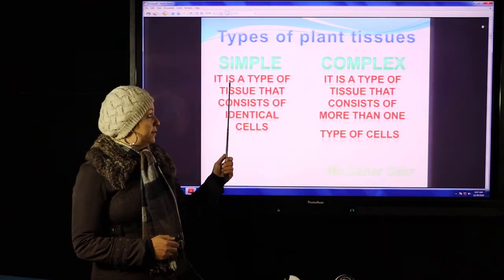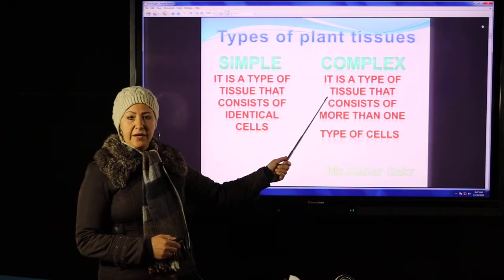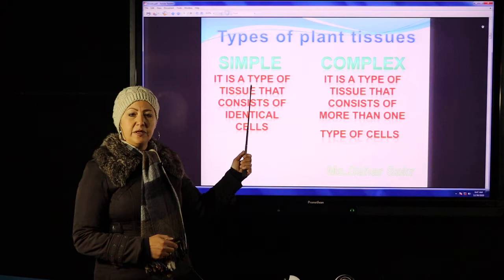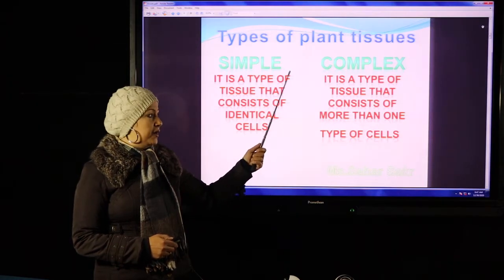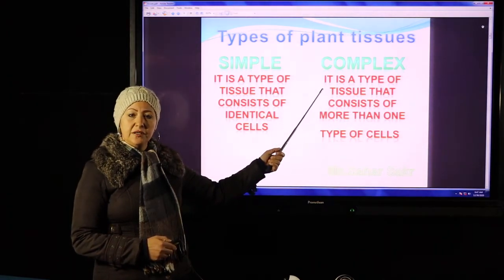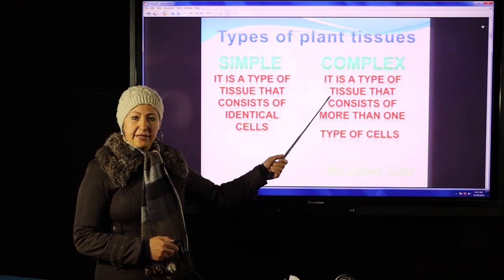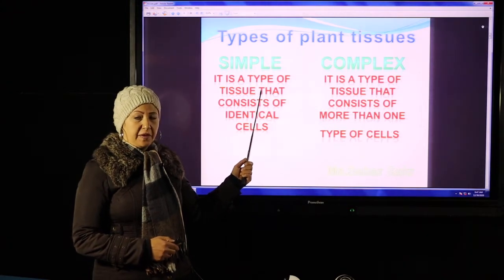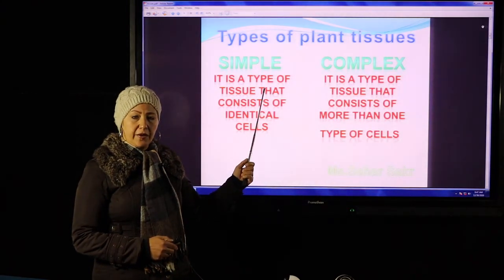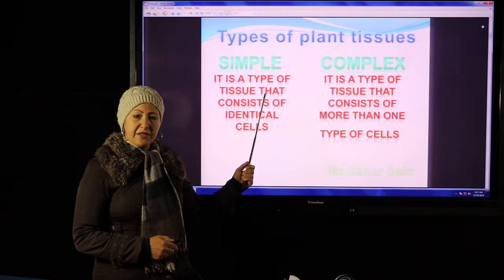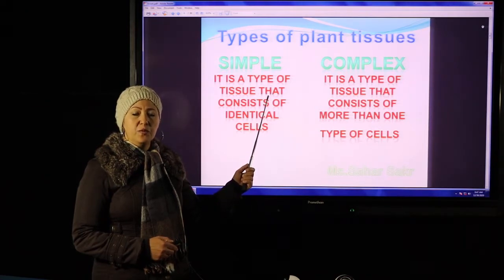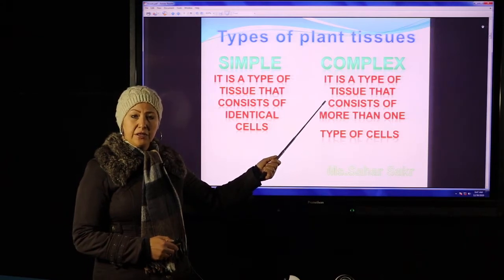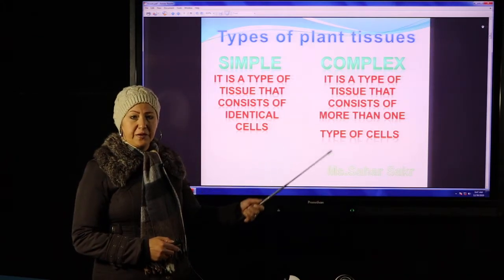Inside the plant, we have simple tissue and complex tissue. The simple tissue is the tissue that consists of a group of similar cells with each other. But the complex tissue is the tissue that consists of a group of different cells. So we have two types of tissues inside the plant. The simple tissues are tissues that consist of a group of similar cells, but the complex or compound tissues are tissues that consist of a group of different cells.